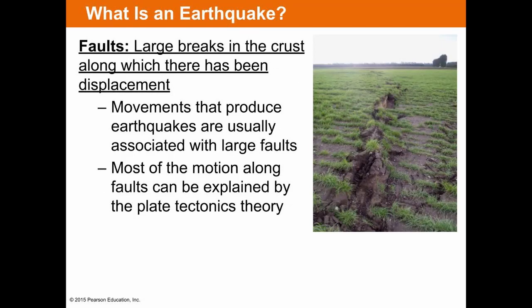An earthquake can very often create what we call a fault, a large break in the crust along which there's been some sort of displacement. This was shown very well in that earlier picture of the orange groves and of the fence. Movements that produce earthquakes are usually associated with large faults. Most of the motion along faults can be explained by plate tectonic theory.